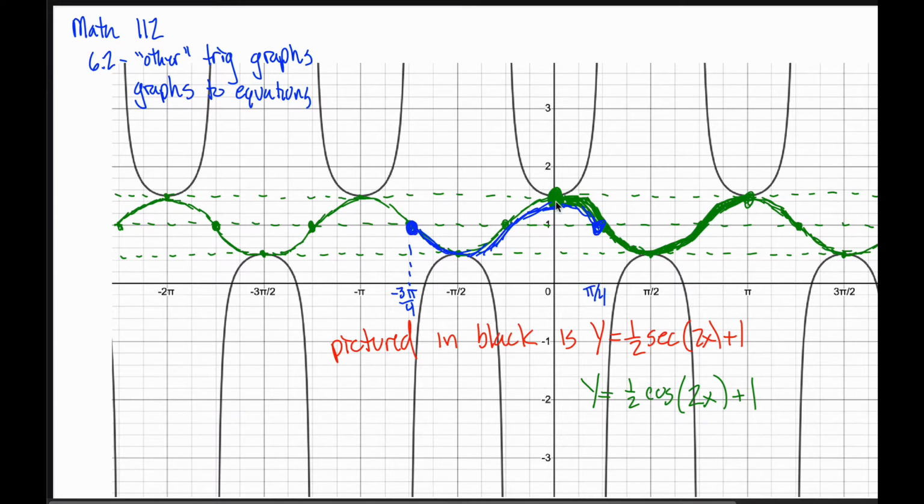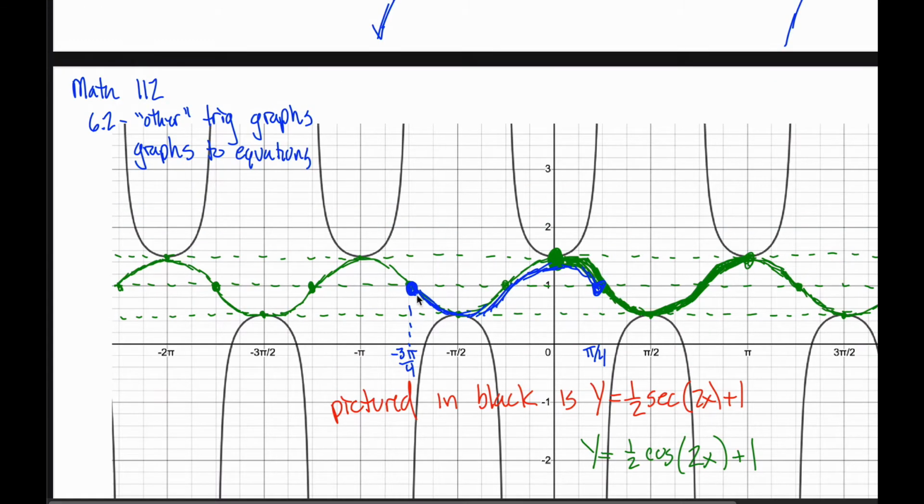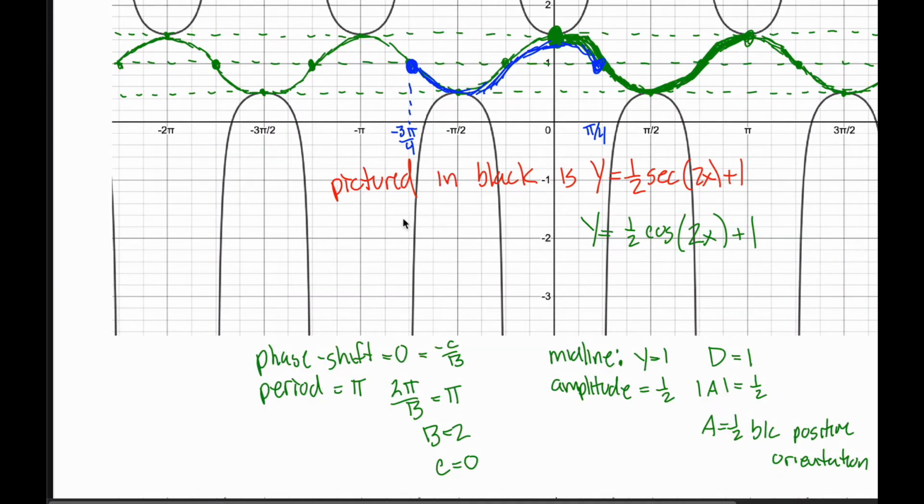What I'm saying is if I chose this as one revolution of the graph that was pictured in green, I'd still have the same amplitude, midline, and period because I'd still travel a distance of pi to get from negative 3 pi over 4 up to positive pi over 4. What would change would be my phase shift. Instead of my phase shift being equal to 0, my phase shift would be negative 3 pi over 4 because I'm choosing that as my starting point.